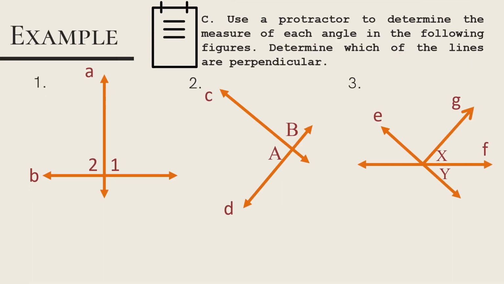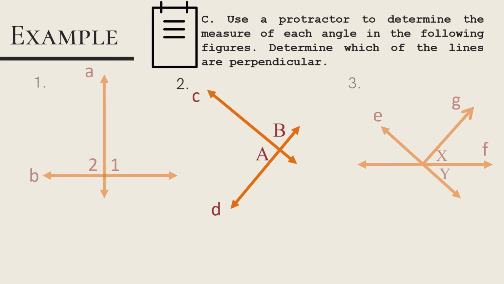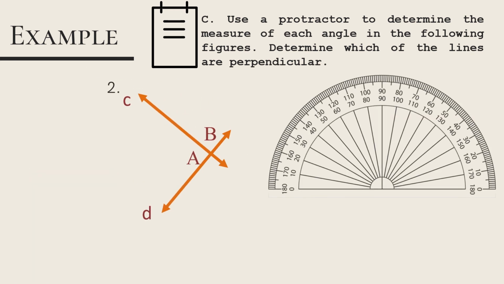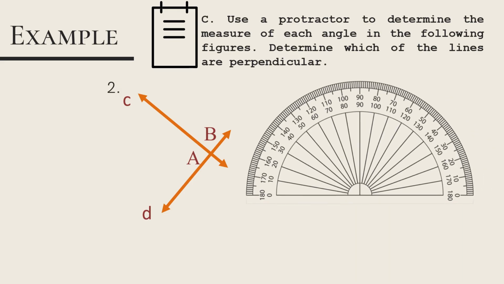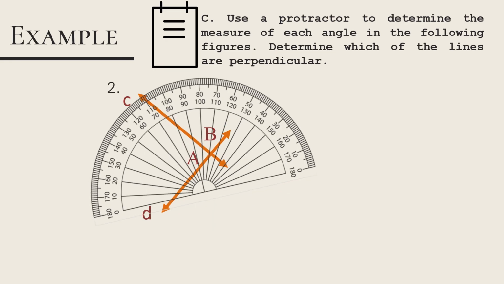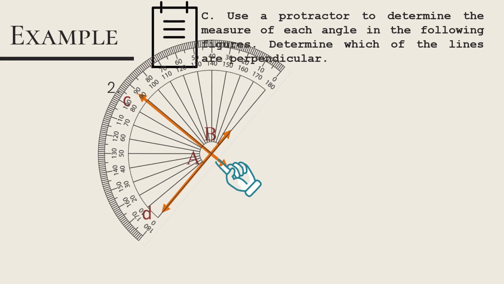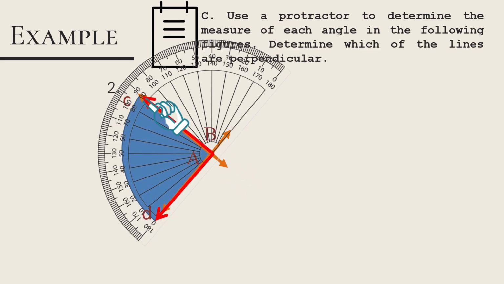Next, let us proceed to example number 2. For example number 2, we have line C and line D. Let us first measure angle A. Again, place the midpoint of the protractor at the vertex of the angle. We have the measure of angle A from 0 degrees up to 90 degrees. Therefore, the measure of angle A is 90 degrees.